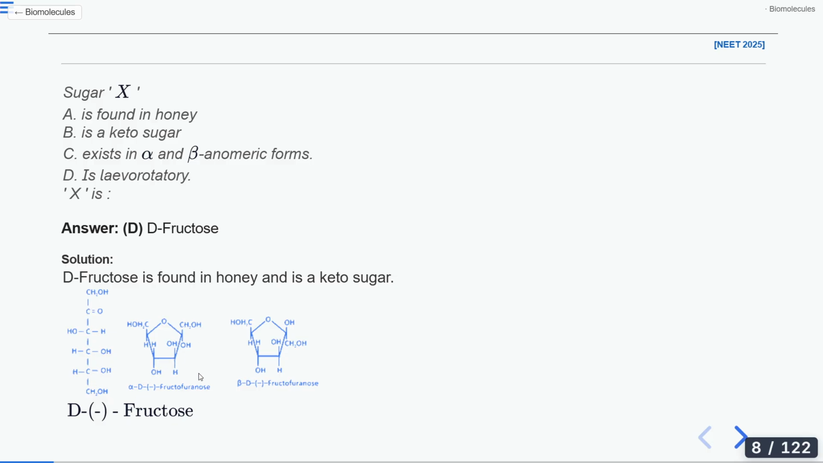Next, how is it alpha and beta? If this OH, the OH which is next to the oxygen on the right side, is present below the plane, then in that case it is alpha, or else it would be beta.